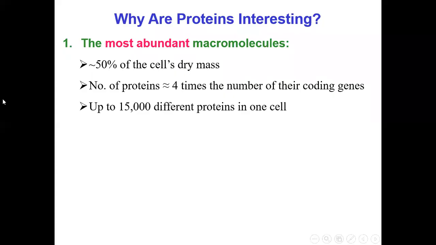So today we recognize the importance of all macromolecules, but in this course we focus on proteins, and there are several reasons for that. The first one is that proteins are the most abundant macromolecules in living organisms. Roughly 50% of the dry mass of the cell is made of proteins, and their number is about 4 times larger than the number of the genes coding for them. In fact, in a single cell, you can find up to 50,000 different proteins.